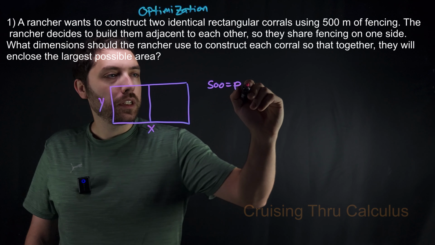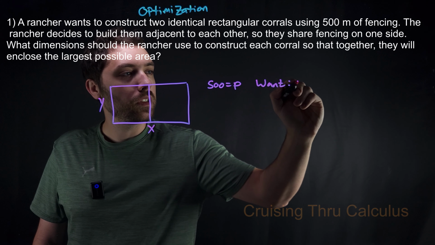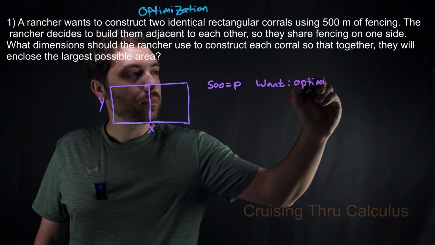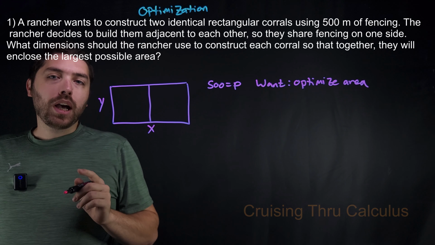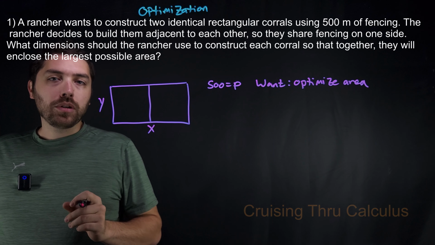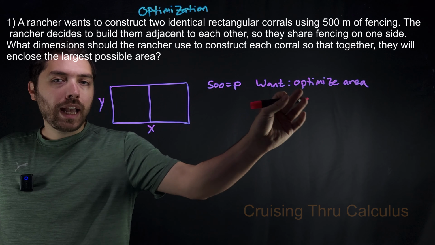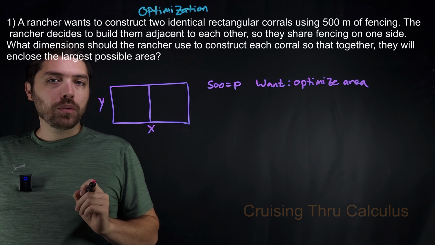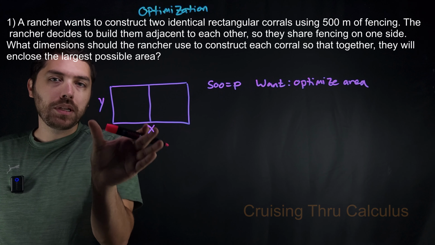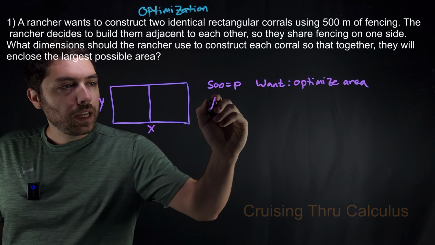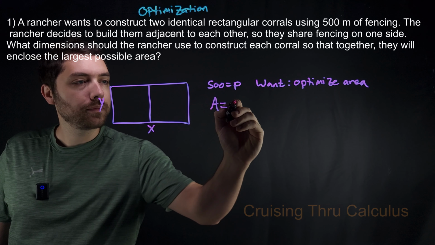Now, this is important because this is going to tell us what our primary equation is. Anytime you're doing optimization problems, you always have to start by finding a primary equation. Since we're optimizing area, area has to be the primary equation that we're working with here. And we're trying to find the thing that maximizes the area of this shape. So I hope you can see that the area of this entire shape is just going to be x times y.